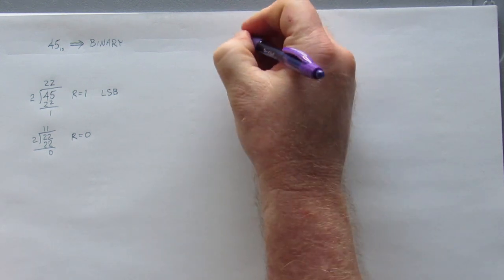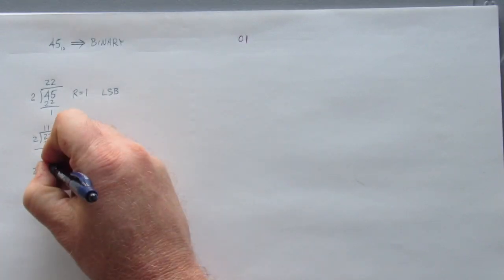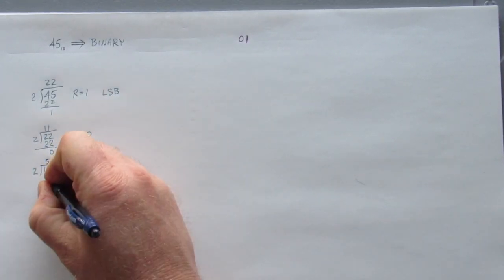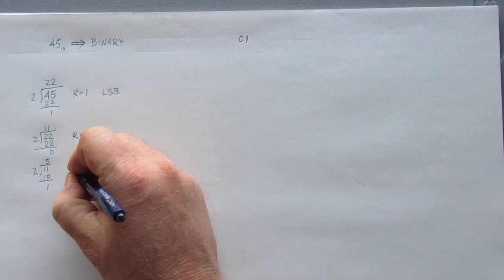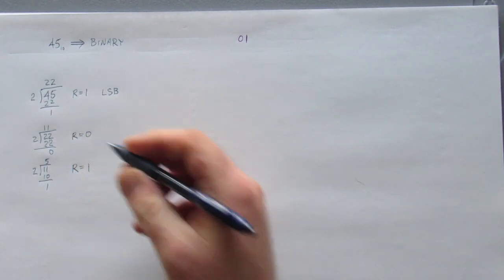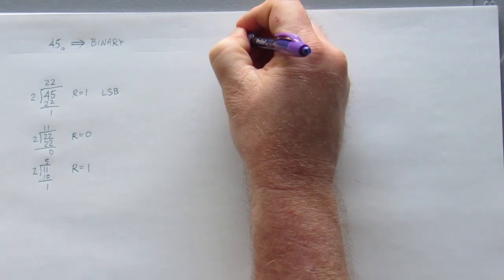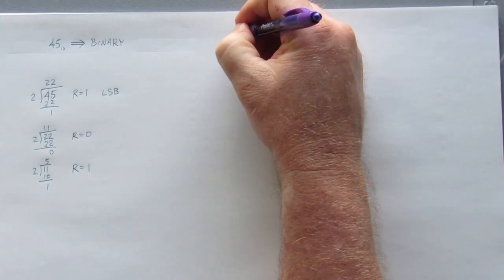So I write a 0 in here. Now I have 11 divided by 2, and that's going to be 5. 2 times 5 is 10, and that is a remainder of 1. So I need to write my 1 up here. Whoops. 1.